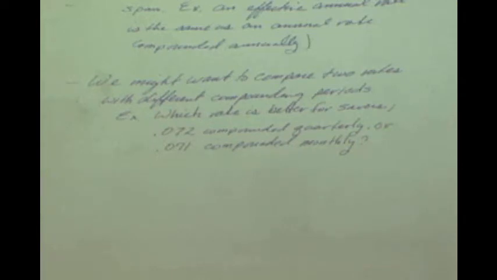We might want to compare two interest rates. They may have different compounding periods. For example, which savings account would you prefer to put your money in? A 0.072 interest rate where it's compounded quarterly, or a 0.071 interest rate that's compounded monthly? We'll solve that one in a little bit.